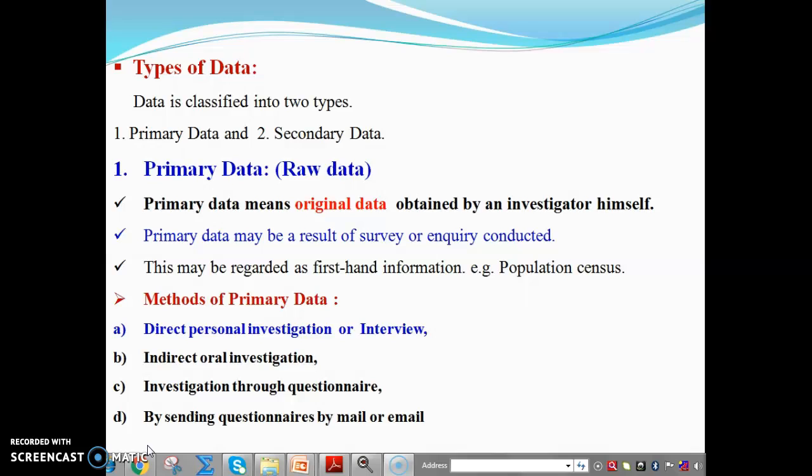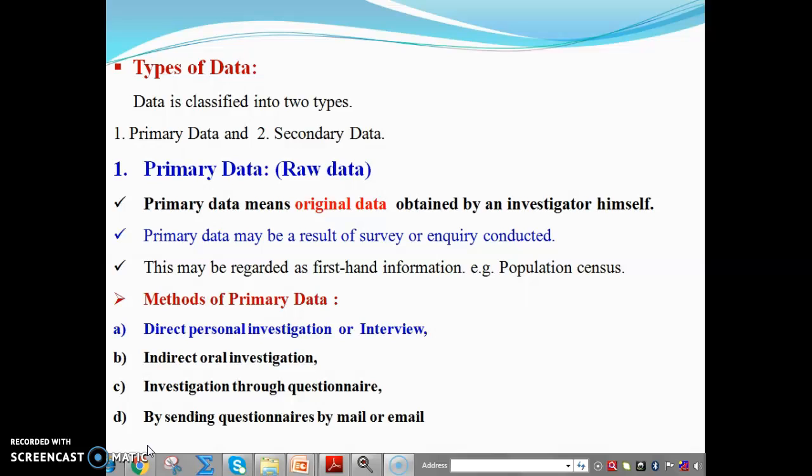In yesterday's class, we dealt with the statistical organization in India and their functions. Now, today we are going to study types of data and scales of measurement of variables.